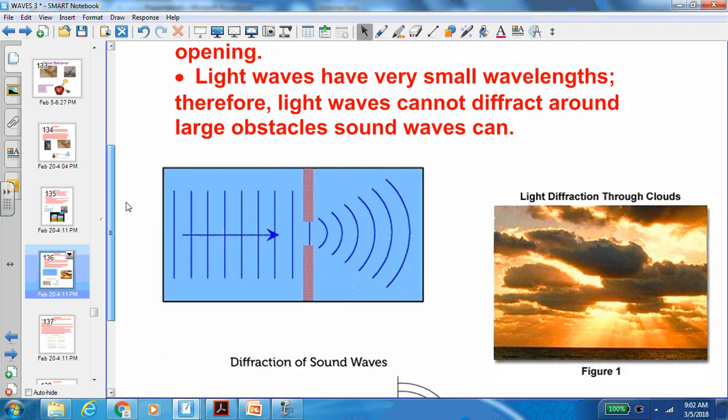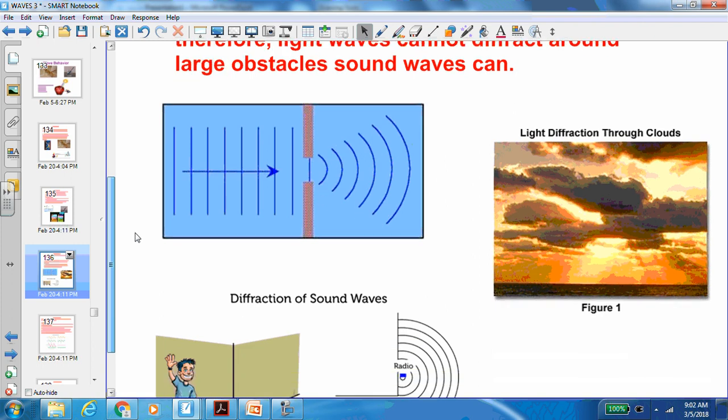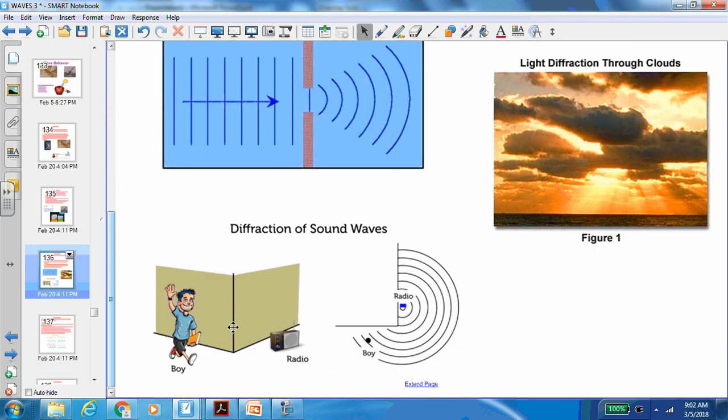Here are some examples of the diffraction of sound waves. This is just a basic example of what happens. This red bar represents your barrier, and as the waves go through, they bend. A real life example of diffraction, of course, would be light diffracting around clouds. It can bend around those clouds. And then this is an example of, here's a radio and here's a boy on the other side of this wall, but the waves are bending and diffracting around the wall so the boy can still hear the radio, even though he can't really see it.